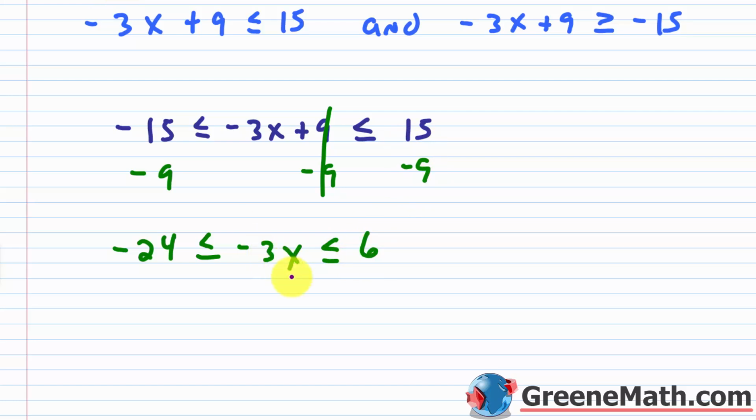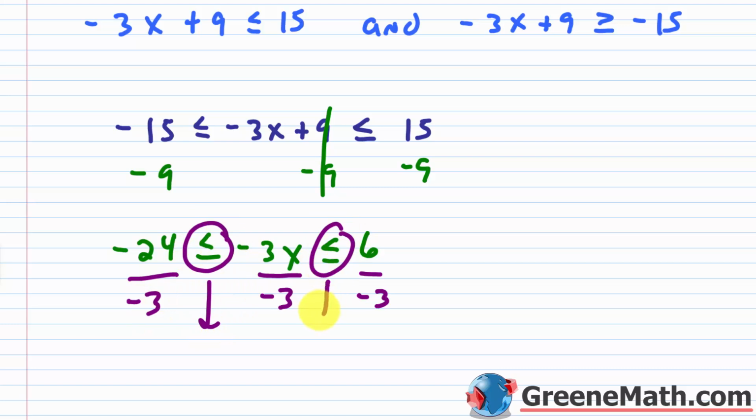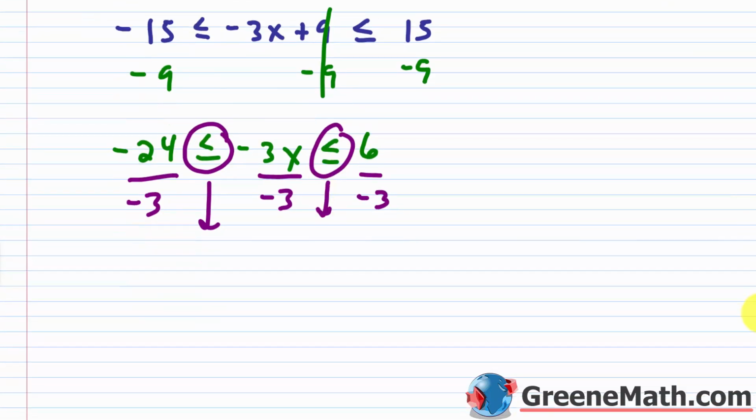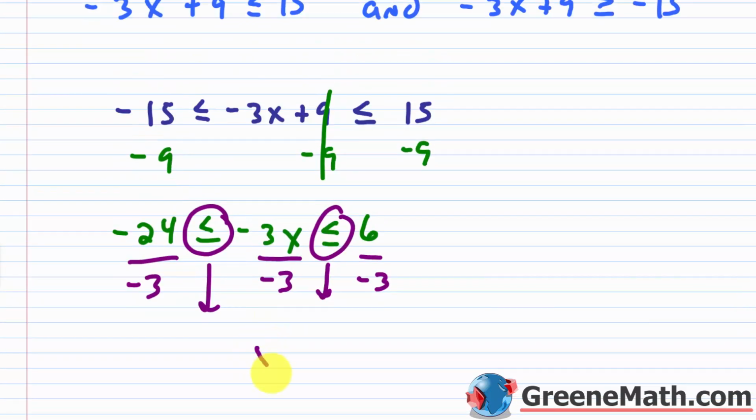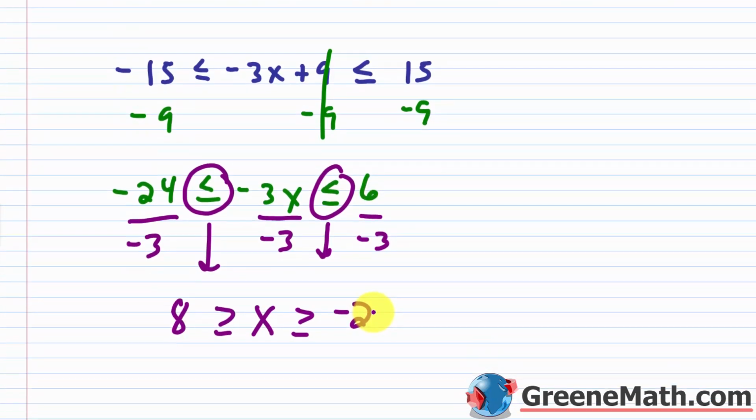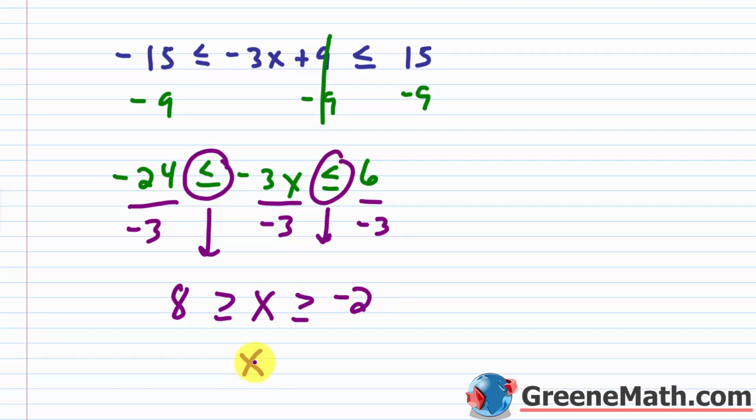All right, so to get x by itself, let's divide each part by negative 3. And remember, even though it's a three-part inequality, we've still got to flip these signs. Very important you do that, okay? Otherwise, you will get the wrong answer. So x is going to be in the middle by itself. I'm going to flip the signs to greater than or equal to. Negative 24 over negative 3 is positive 8, and 6 over negative 3 is negative 2. So I'm just going to reorder this and say this is x is greater than or equal to negative 2, and it's less than or equal to 8.